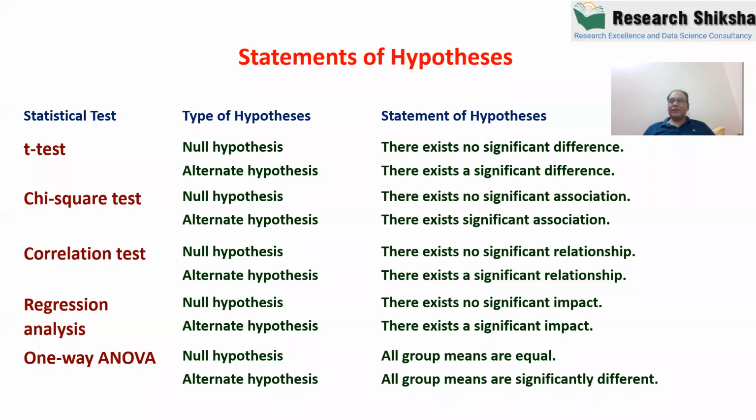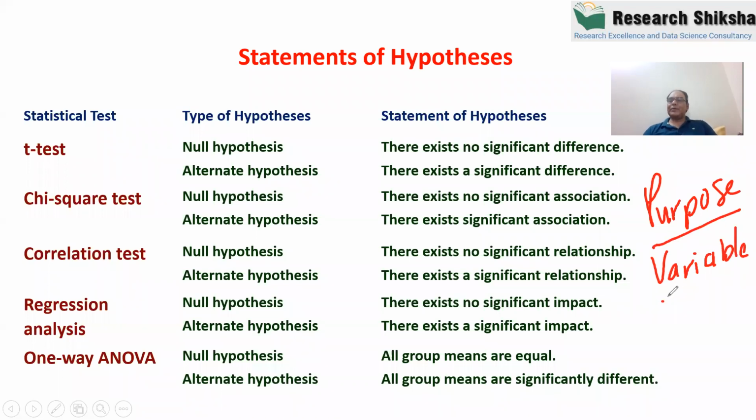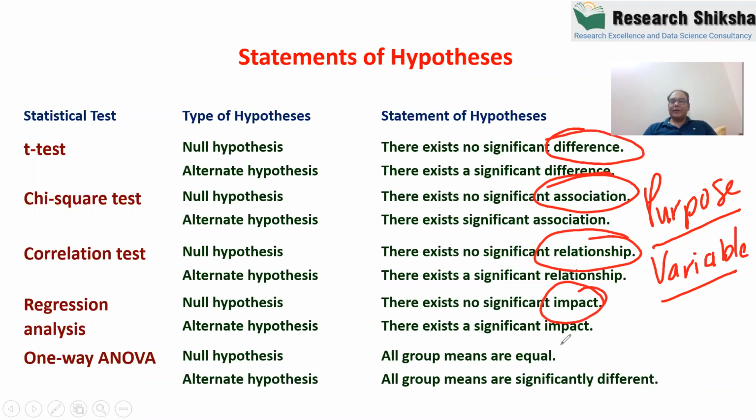And whenever you are going to frame any hypothesis, in every hypothesis there are two important words. Number one, the purpose. So I'm going to write here: this is the purpose. Purpose and what is the variable. So in all the hypotheses, purpose and variable should be there, like difference, association, relationship, impact. All group means are equal. So these are the purposes of framing the hypothesis, and these purposes should be followed by the variables. Like there exists no significant relationship between purchase intention and purchase behavior. So this statement will be complete when you write the name of the variables, right?